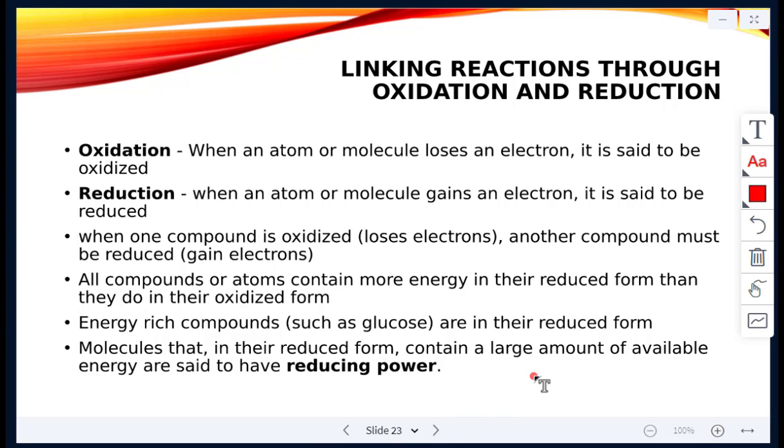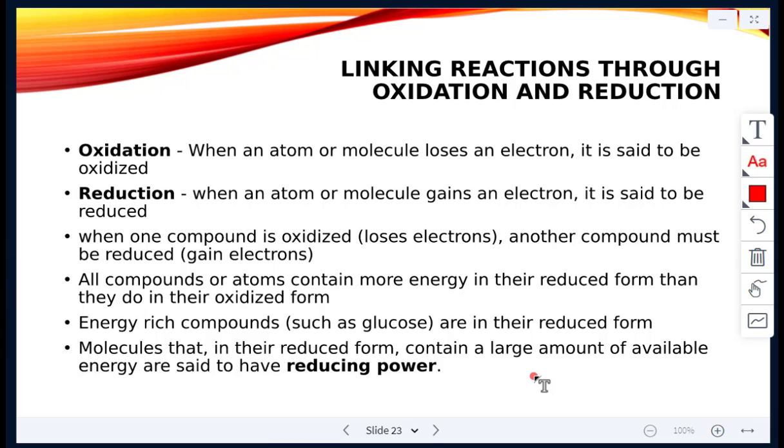Okay, the reactions can be linked through oxidation and reduction. Oxidation is when an atom or molecule loses an electron. It is therefore said to be oxidized. Reduction is when an atom or molecule gains an electron, and it's said to be reduced. So when one compound is oxidized, when it loses electrons, another compound has to be reduced. It has to gain the electrons.